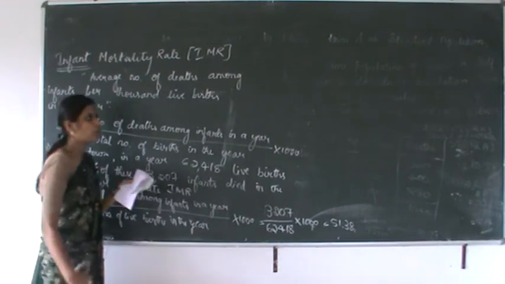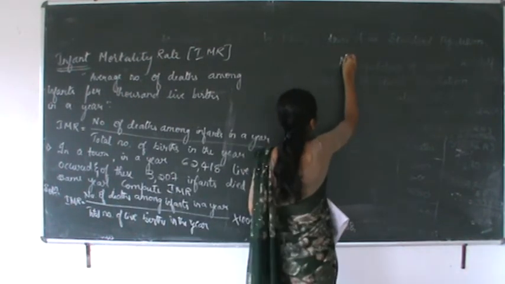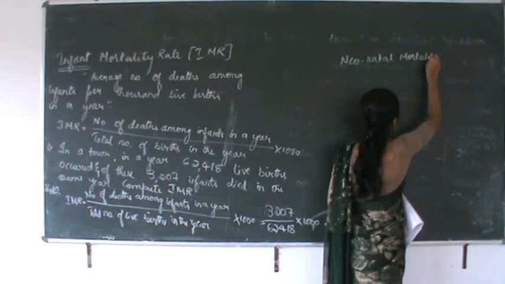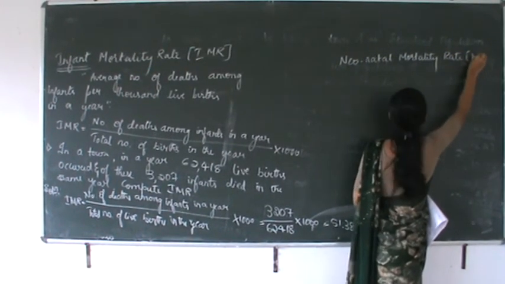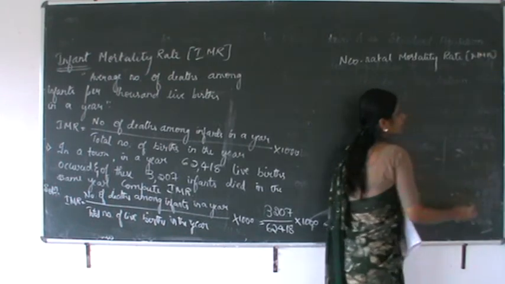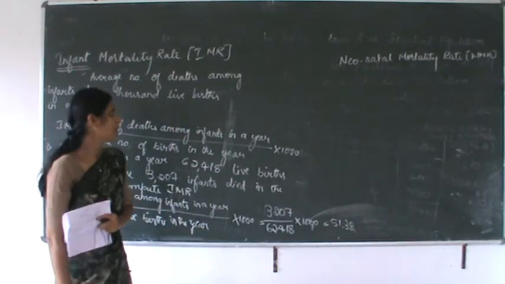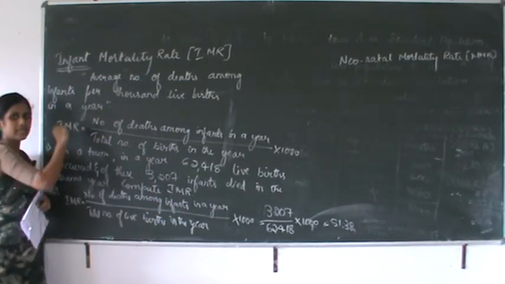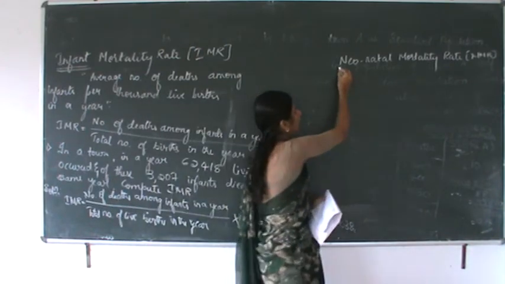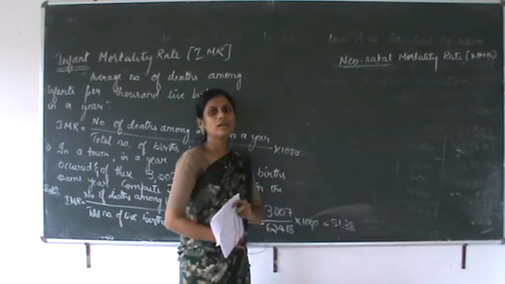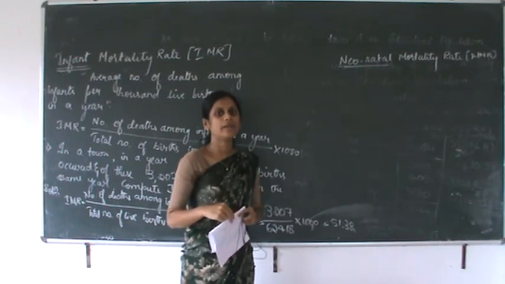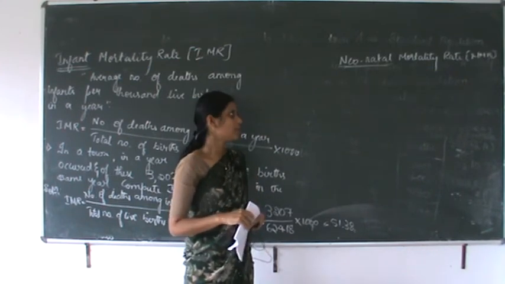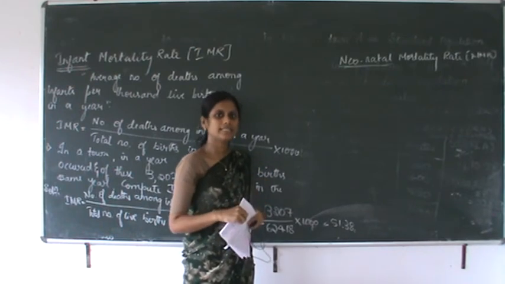And the next measure of mortality is neonatal mortality rate. This in short we can write it as NMR, neonatal mortality rate. So what is this neonatal mortality rate? Neonatal mortality rate is similar to infant mortality rate, but here infants means babies who are aged less than 1 year. But here who are neonatal babies? Neonatal babies are those babies who are aged less than 28 days. So here we are going to consider only those babies who are aged less than 28 days.